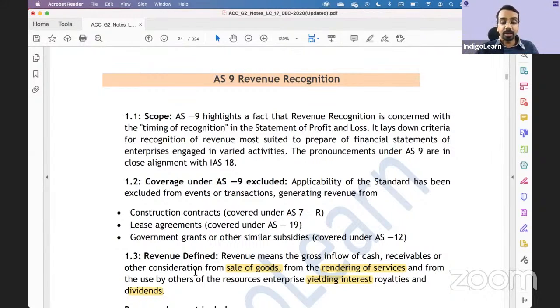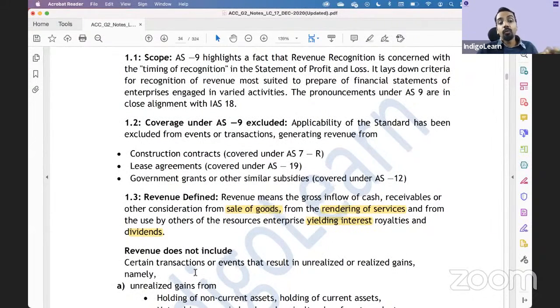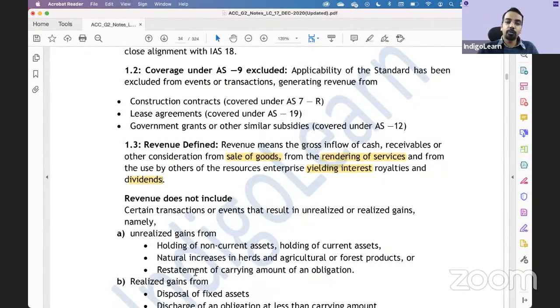If other enterprises are using, let us say you're a banking company, you have lent money, you get interest, that is revenue. If you have invested somewhere, you get dividends, that also is revenue. Right. Now, once we have defined or understood revenue, we have to see when should we recognize revenue for different scenarios, and what all items should be excluded when we calculate revenue.